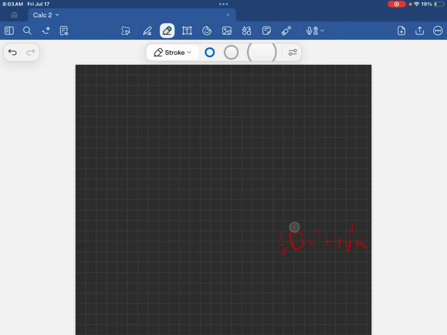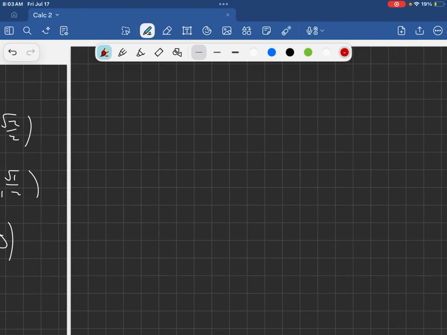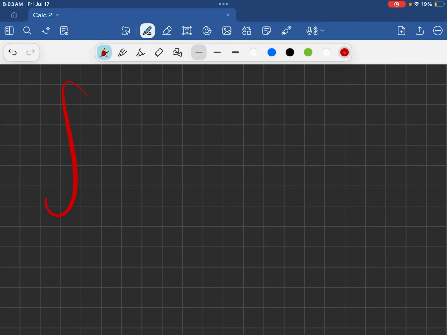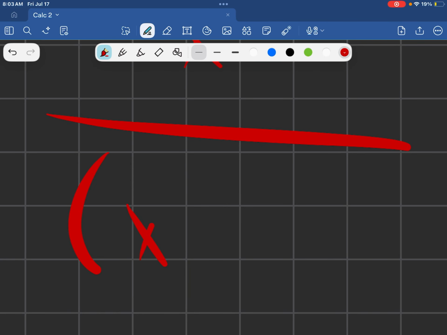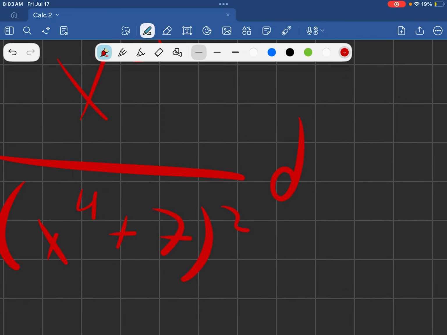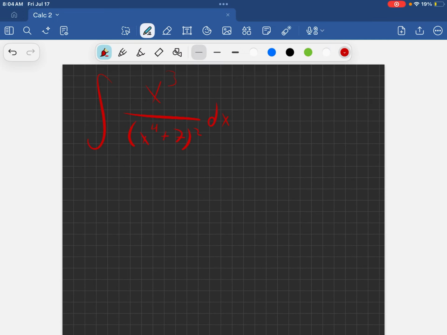Let's move on to a little bit more of a challenging one. Let's do a fraction. So let's say we have x cubed over x to the 4th plus 7 squared dx. And then you want to look for the same thing again. What looks like, if you take the derivative of it, it will equal the other one.